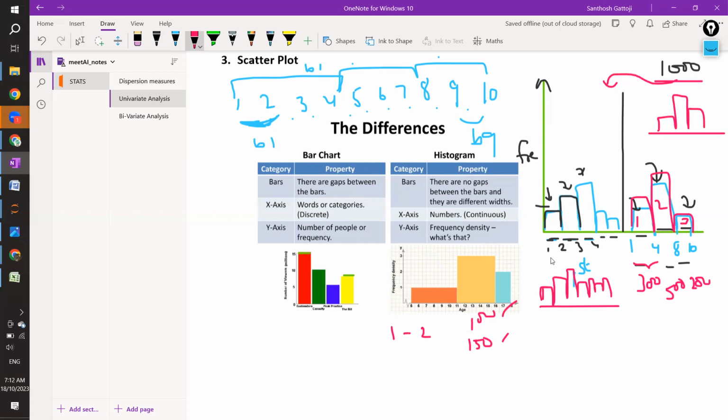If the bins are more, the width will be less and the height of the bins will also be less. Correct? But if the bins are few, the width will be a little more because you are dividing it into larger widths, and the frequency will also be more. The height of each bar will also be more.